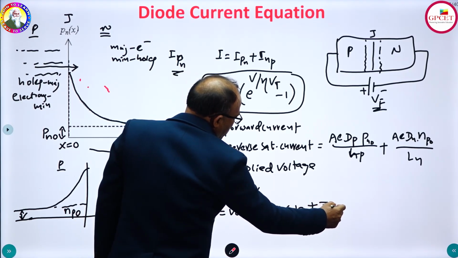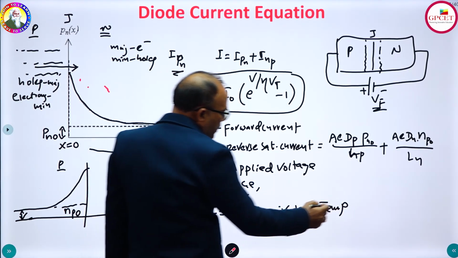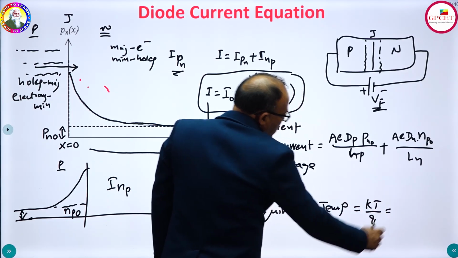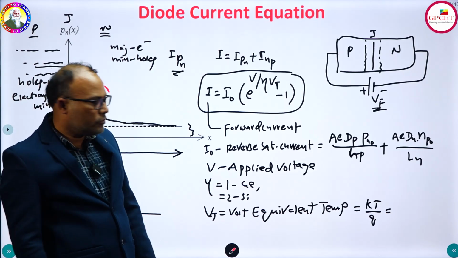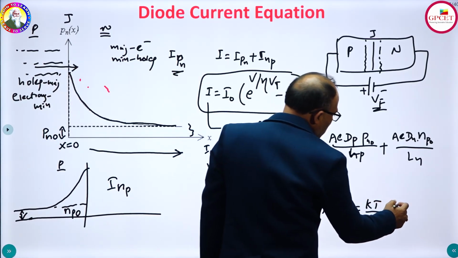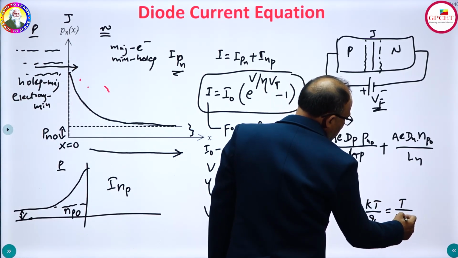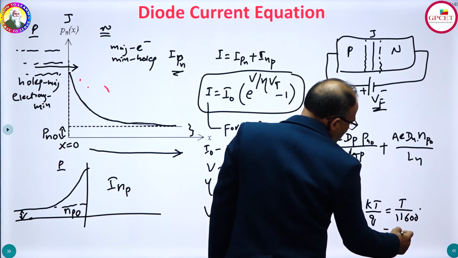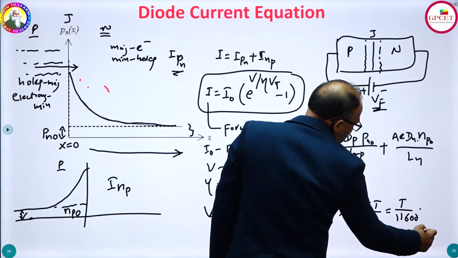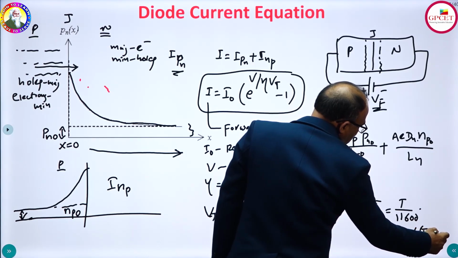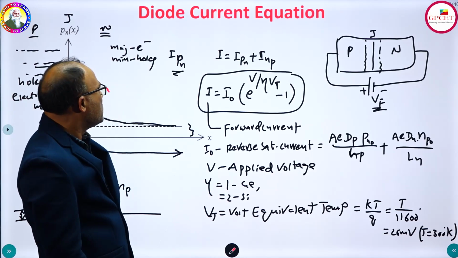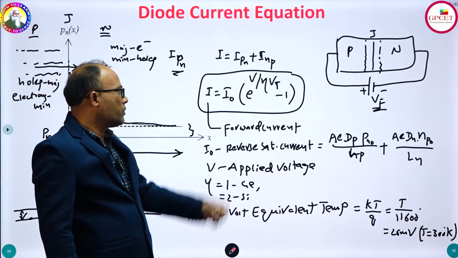Vt is called the volt equivalent temperature, and already we have known this formula, which is equal to kT by q. k is the Boltzmann constant, T is temperature, q is the charge, and if you substitute k and q values, you get T by 11,600. And at room temperature, it is equal to 26 millivolts at T equal to 300 degrees Kelvin. We already proved all this, right? So this is called the diode current equation that we have got.